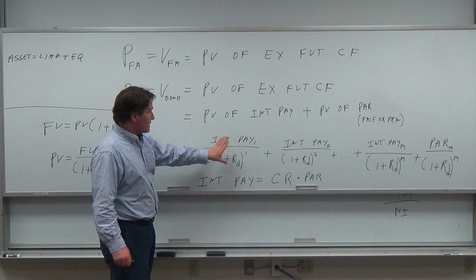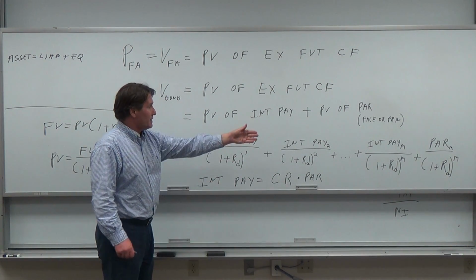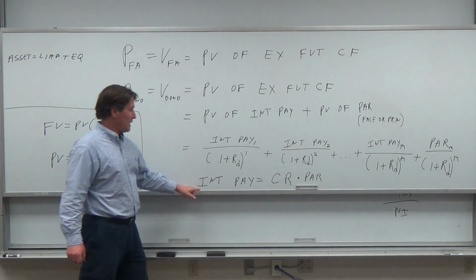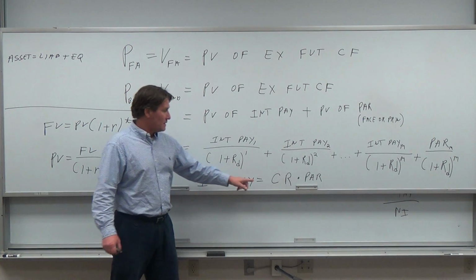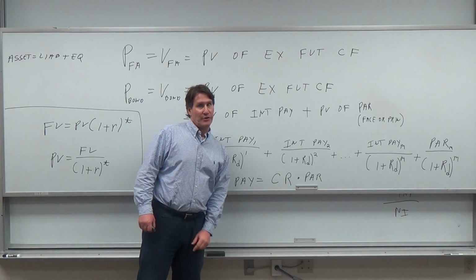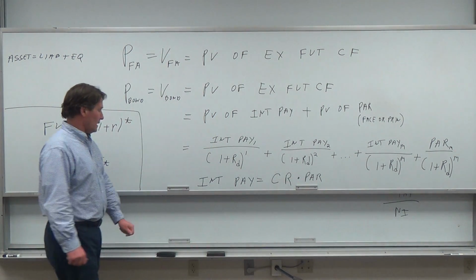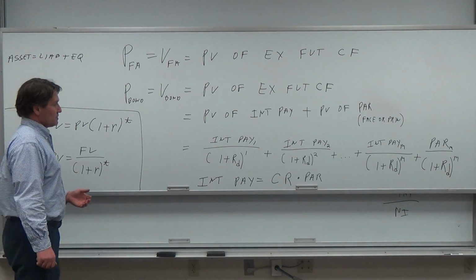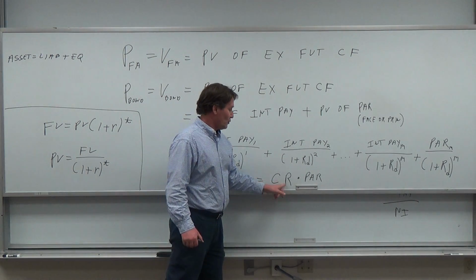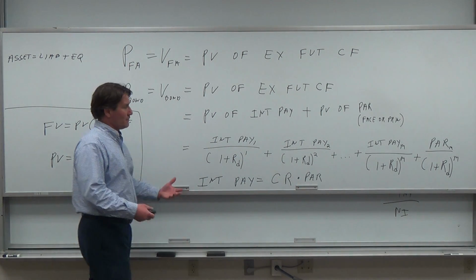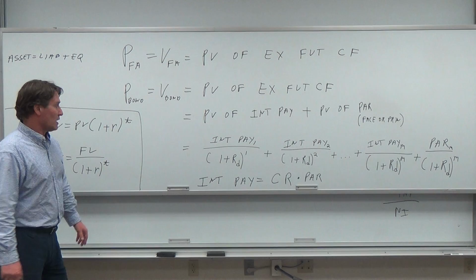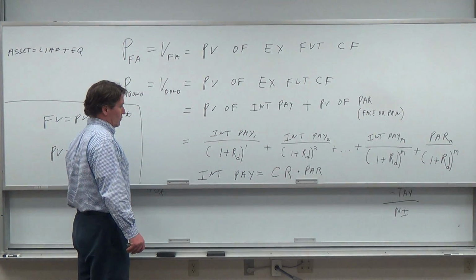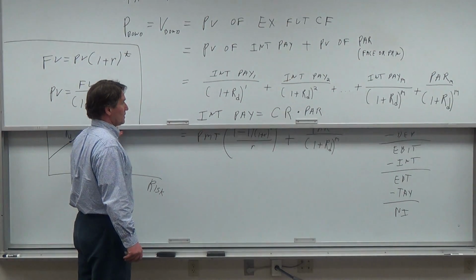Okay, so we're going to discount back our interest payments and discount back our par value. How do we calculate the interest payment, or coupon payment? It's going to be the coupon rate times the par value, and I'm going to give an example of that a little bit later. So the interest payment is the coupon rate times the par value. Par value is usually set at 1,000. For our class, we'll set it at 1,000 to make it easier to work with. Okay?